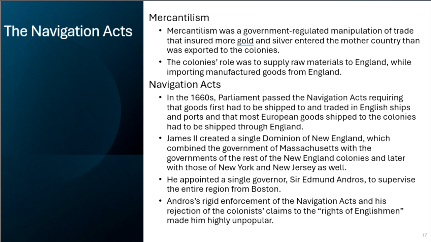I can see how that would create resentment. Weren't the colonists supposed to have the same rights as Englishmen? They were, and that's where the conflict arose. The colonists increasingly saw these restrictions as unfair and a violation of their rights. They wanted the freedom to trade with whomever they wanted and to develop their own economies. So these Navigation Acts were a major source of tension between the colonies and England. They were, and these tensions would only grow in the decades that followed.